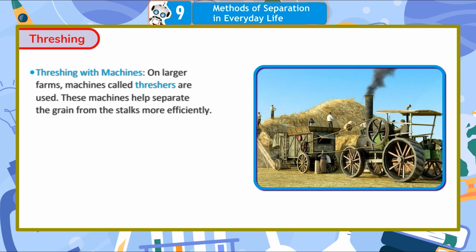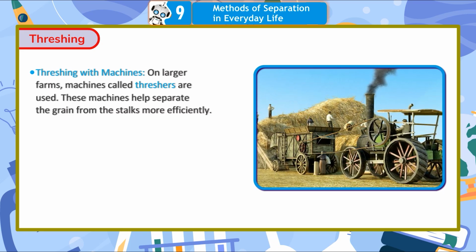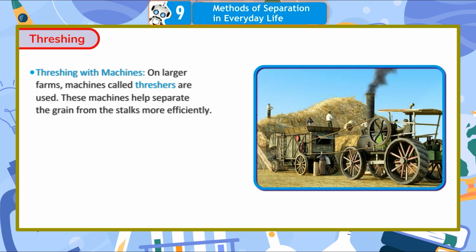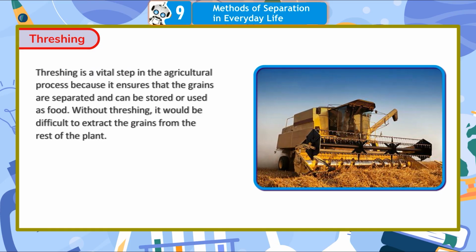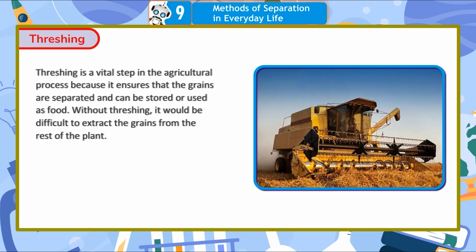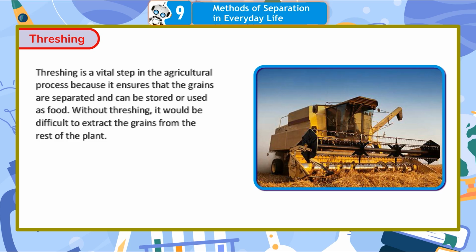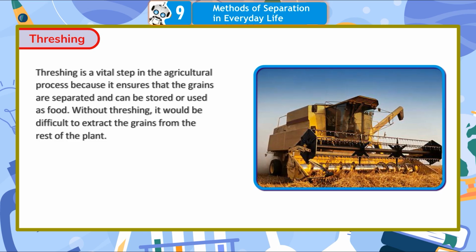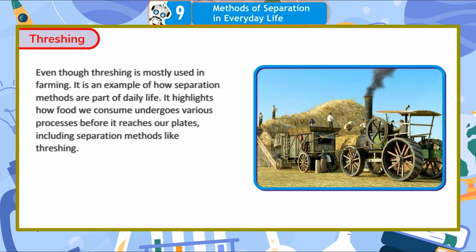Threshing with machines on larger farms. Machines called threshers are used. These machines help separate the grain from the stalks more efficiently. Threshing is a vital step in the agricultural process because it ensures that the grains are separated and can be stored or used as food. Without threshing, it would be difficult to extract the grains from the rest of the plant.